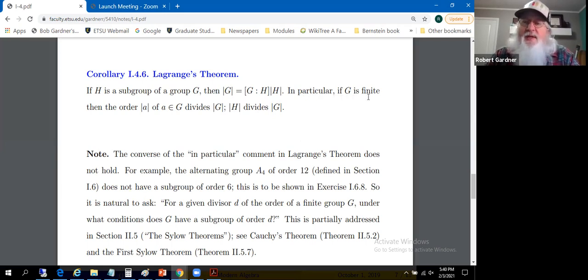But what they say here is if G is finite, then the order of any element of G divides the order of group G. The order of any subgroup of G divides the order of group G. And that might sound familiar to you as Lagrange's theorem from senior level algebra. But I can't use this word divides unless we have finiteness.